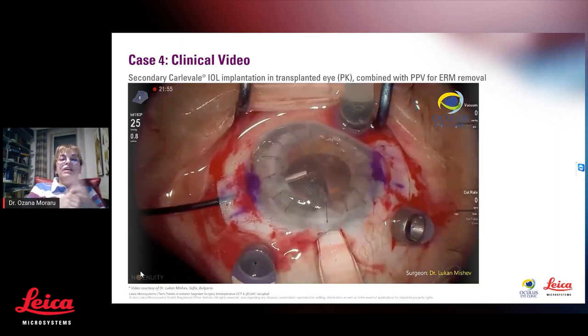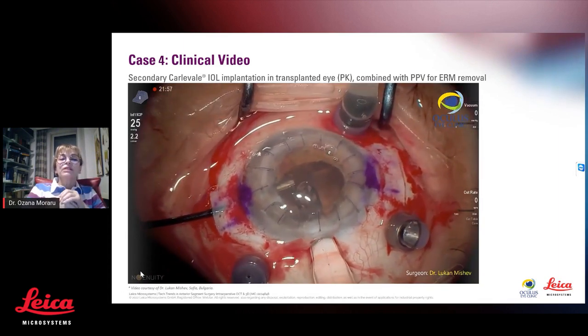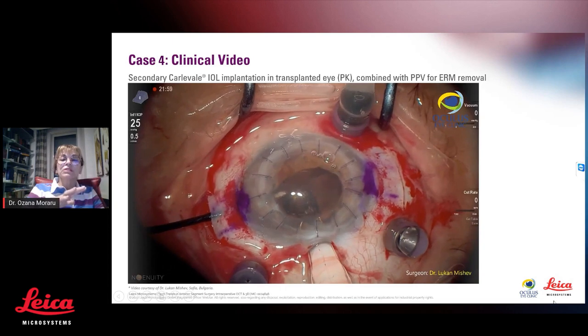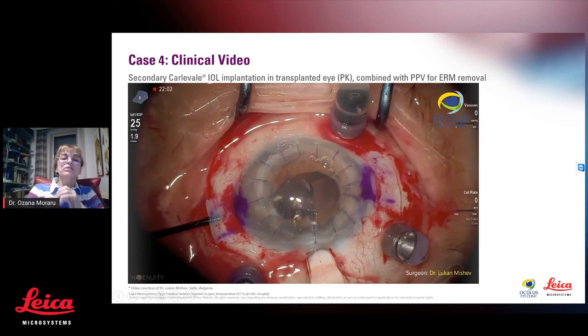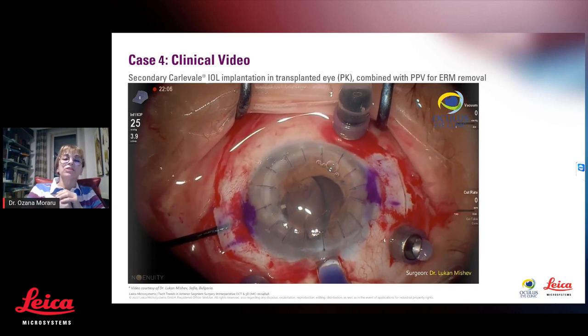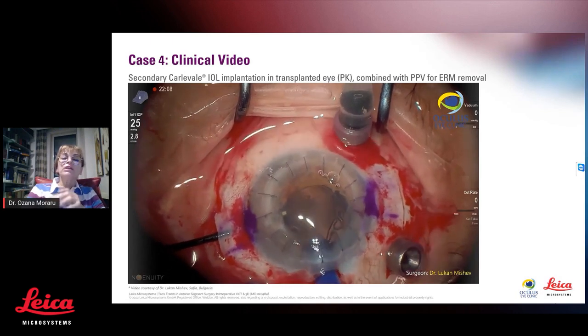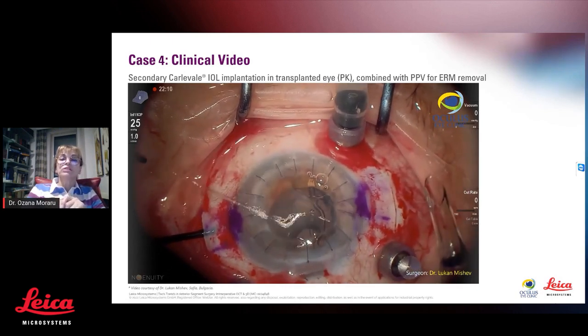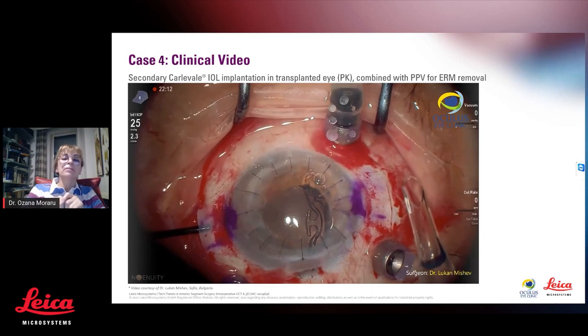This is the eye at the beginning of the surgery. Now the retinal membrane is completely removed. So now Lucan is focusing on the implantation of the Carlevale IOL. He already performed the two lateral scleral pockets, as you see.